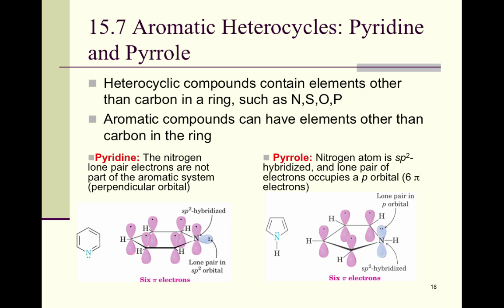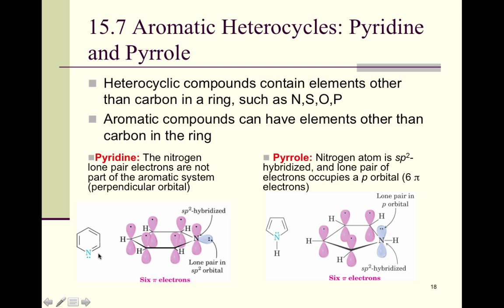Aromatic heterocycles, pyridine and pyrrole. Heterocyclic compounds contain elements other than carbon in a ring, such as nitrogen, sulfur, oxygen, and phosphorus. So we have 2 examples here with nitrogen in the ring, and both of these are going to be aromatic. In pyridine, the nitrogen lone pair electrons are not part of the aromatic system. It's perpendicular to it. So the electrons can still fly around and form the aromatic feature.